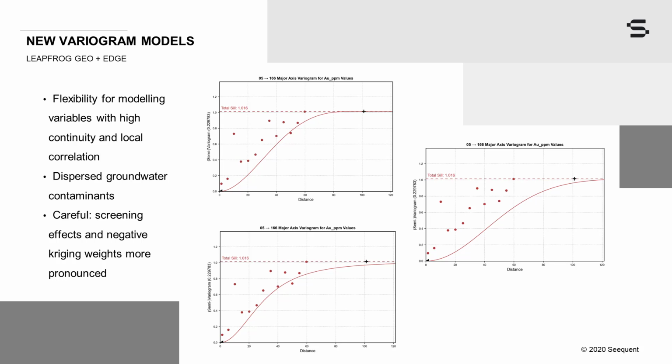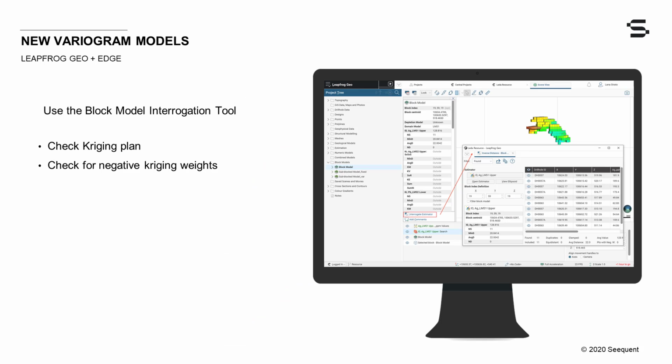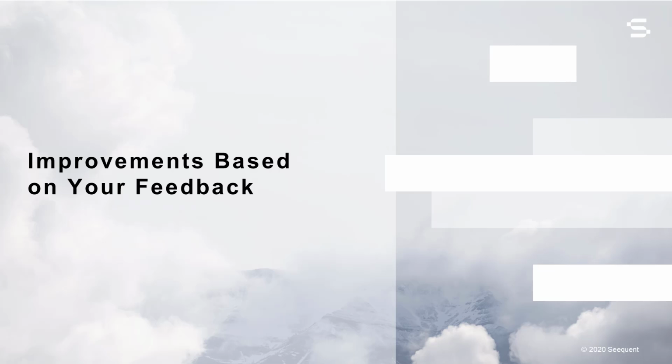Screening effects and negative kriging weights can be more pronounced when using these models with continuous behavior, so make sure to use the block model interrogation tool as before to check that your kriging plan is optimal and the kriging weights are appropriate. All of these new models can be applied to both kriging and to the RBF estimators in Leapfrog Edge.